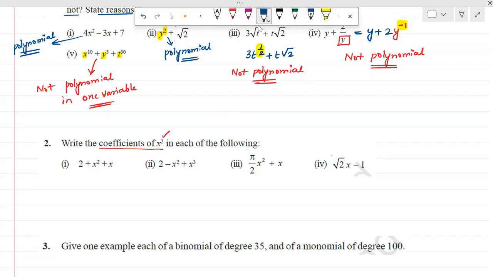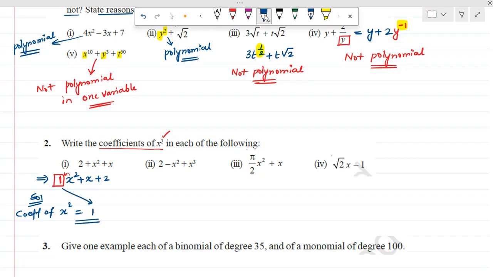So first I write it in the standard form. What is the standard form? This one: x power 2 first, here x plus 2. So what is the coefficient of x power 2? So you have to see before. So this is 1. So therefore this is the answer. Solution: the coefficient of x power 2 is equal to 1.